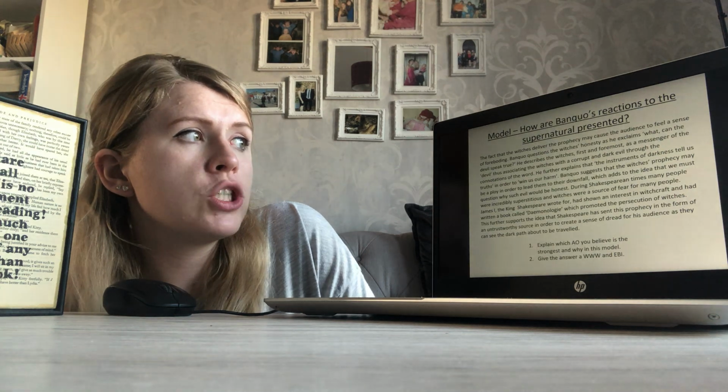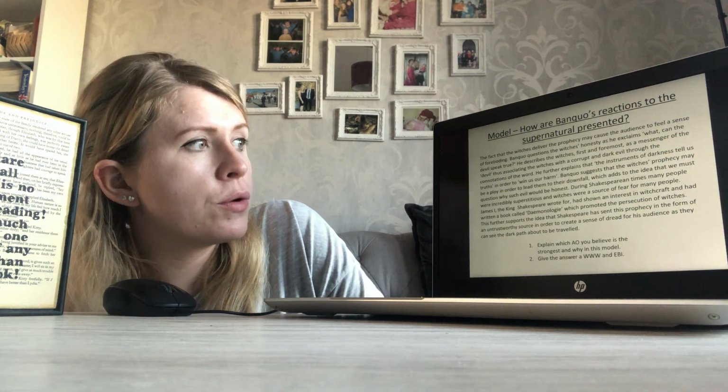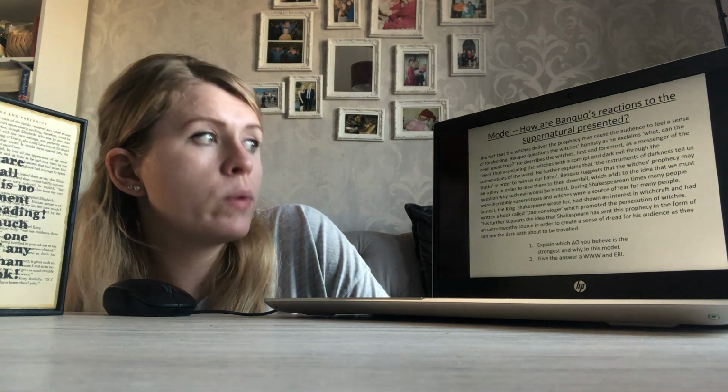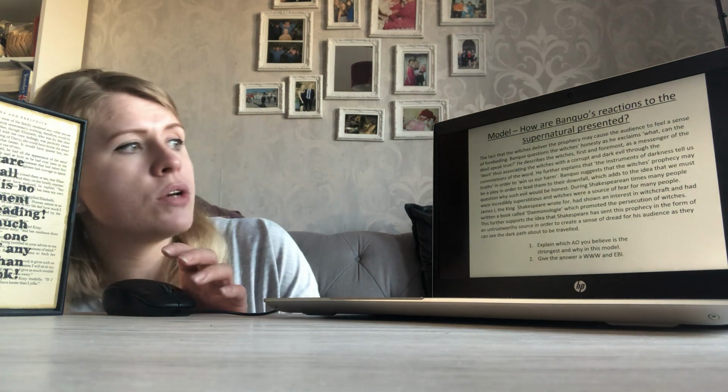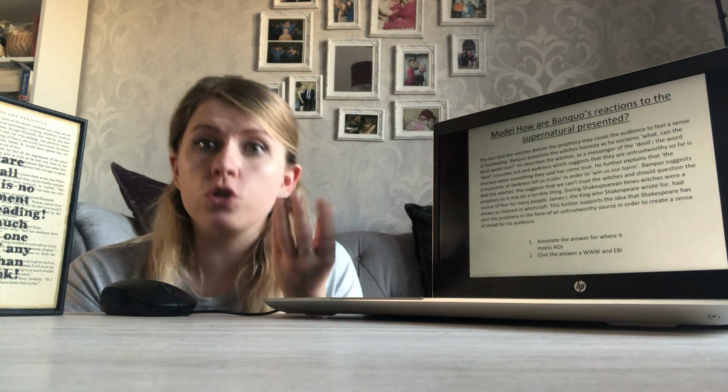Banquo questions the witch's honesty as he exclaims, "What can the devil speak true?" He describes the witches as messengers of the devil, associating the witches with a corrupt and dark evil. Okay, so I'm switching to the next one. So you can see there where you're zooming in on the word devil. So that's what's making this actually really, really good. You're zooming in on that word.